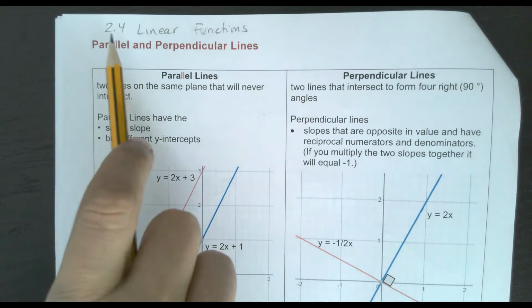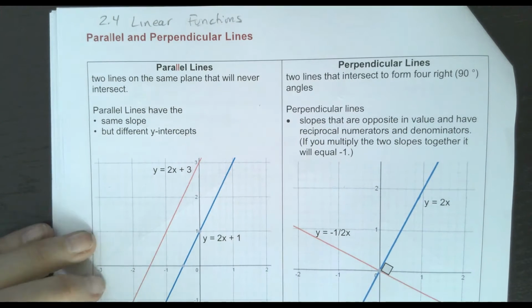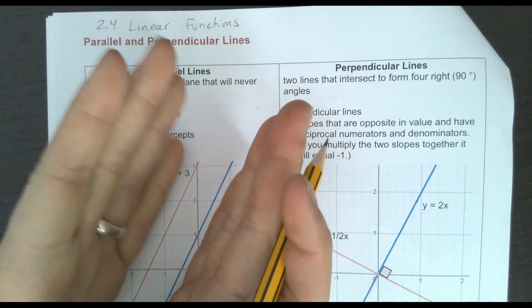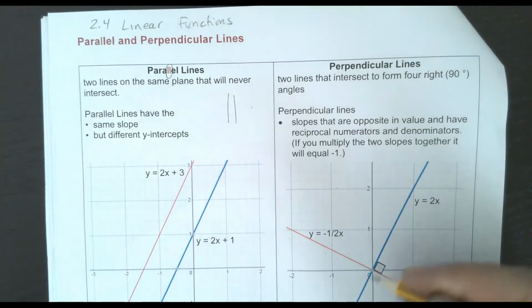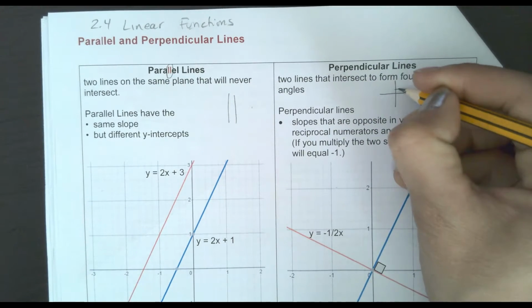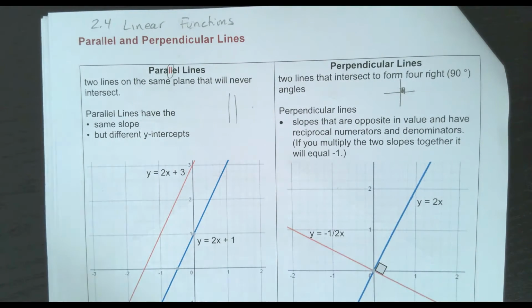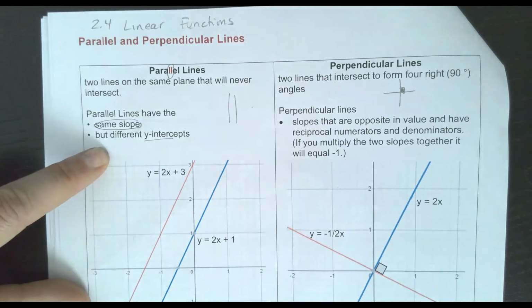Doing 2.4 linear functions, and we're going to talk about parallel and perpendicular lines. So if you see the word parallel, you can see parallels never touch, okay? And perpendicular means two lines that cross exactly at 90 degrees, okay? So parallel lines have the same slope, but different y-intercepts.